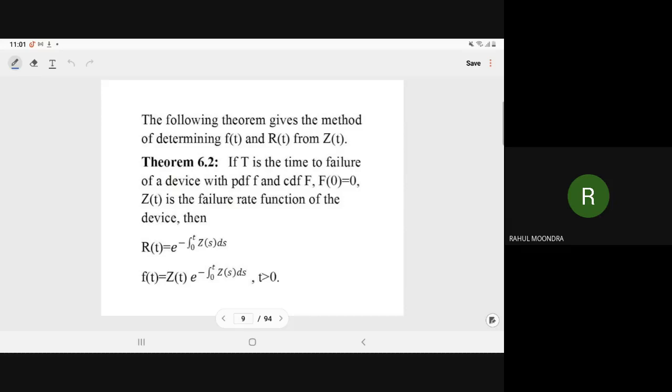So it is theorem 6.2. If T is the time to failure, a continuous random variable of a device with PDF small f and CDF capital F, and F(0) is equal to 0, and Z(t) is the failure rate function of the device, then R(t) is equal to e to the power minus integral 0 to t Z(s) ds, and f(t) is equal to Z(t) times exponential of minus integral 0 to t Z(s) ds, for t greater than or equal to 0.